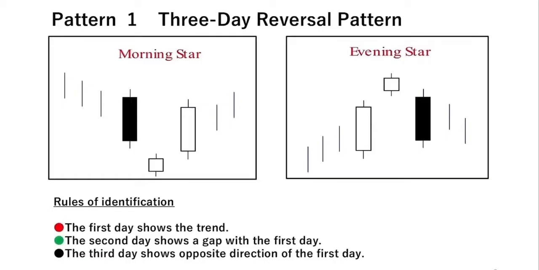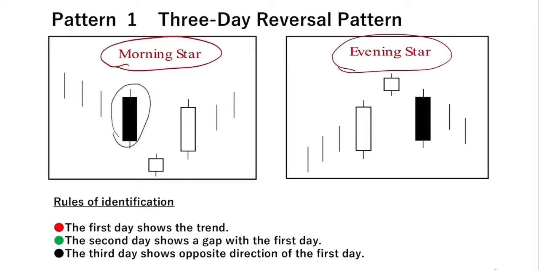So this is pattern 1, which is a 3-day reversal pattern. There are 2 patterns on this slide. One is morning star, the other is evening star. So the rules of identification: the first day shows the trend. Morning star shows a downtrend, evening star shows an uptrend. And the second day shows a gap with the first day. So here's the gap. And the third day shows the opposite direction of the first day, a change to go up or a change to go down.